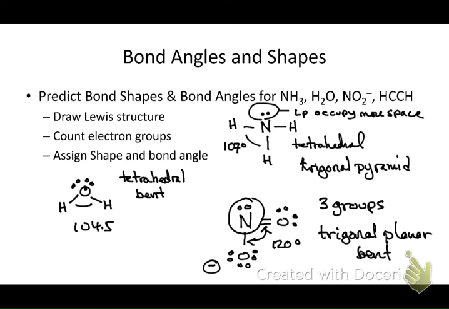Okay, the last one. That's actually acetylene. You're going to end up with something like this. All right, each carbon has 4 bonds to it. That's the way you get it to have 4 bonds.